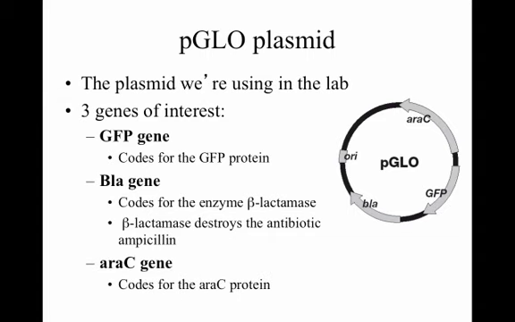Lastly, we have the ARAC gene, and the ARAC gene codes for the ARAC protein, which I'll explain its significance a little bit later. The last thing you might be wondering about in this diagram is this thing called ORI. This is called the origin of replication. You don't really need to worry about what that is right now, so just don't worry about it.